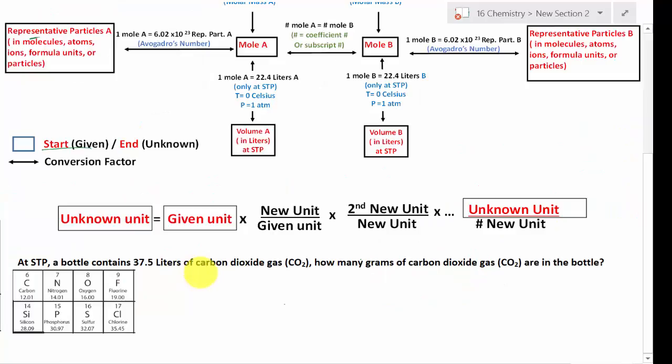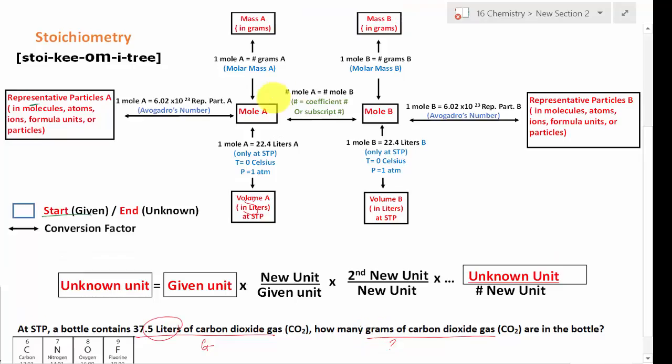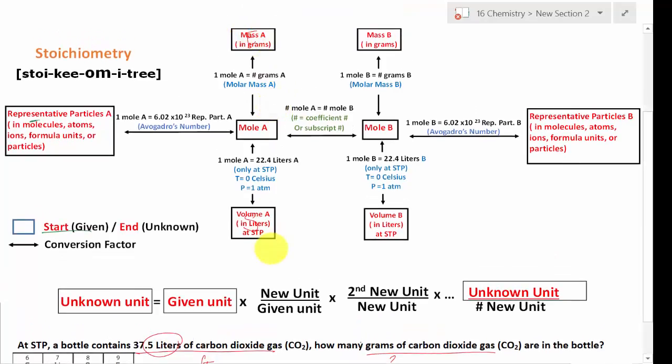Let's try this last problem together. At STP, standard temperature and pressure, a bottle contained 37.5 liters of carbon dioxide gas. How many grams of carbon dioxide gas are in the bottle? So in this case, we have our given, and our unknown is question mark grams. So go back to our stoichiometry flowchart. We have liters as our given, always start on side A. So this is where we start. And where do we end? At gram, which is all the way up here. So going from liter, which is our given, to the unknown, we have to go through there. This is our first conversion factor, and that is our second conversion factor.